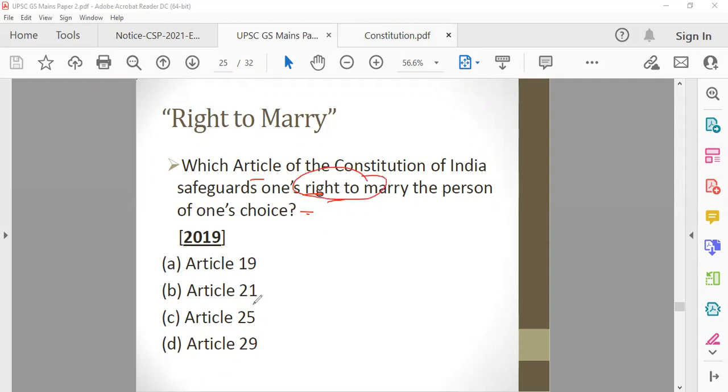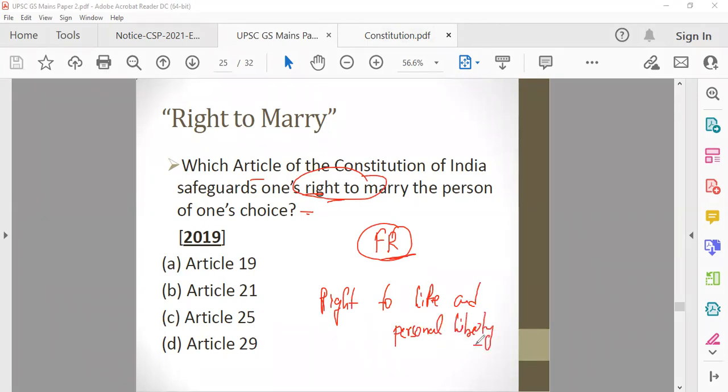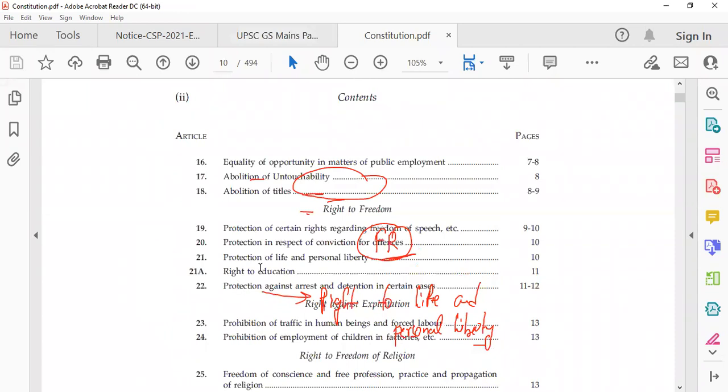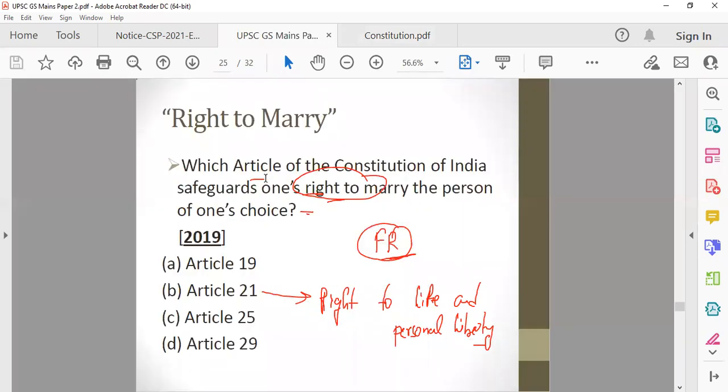Right to marry is there in which article? Read fundamental rights, sir and ma'am. So right to life and personal liberty. In which article? Article 21. If you see the Constitution, do have a hard copy or soft copy with you, you will see there's one line written there. It is about protection of life and personal liberty, and they have just defined it in one line. But the Supreme Court in its various judgments has added so many things to Article 21. So right to marry is also there in Article 21.